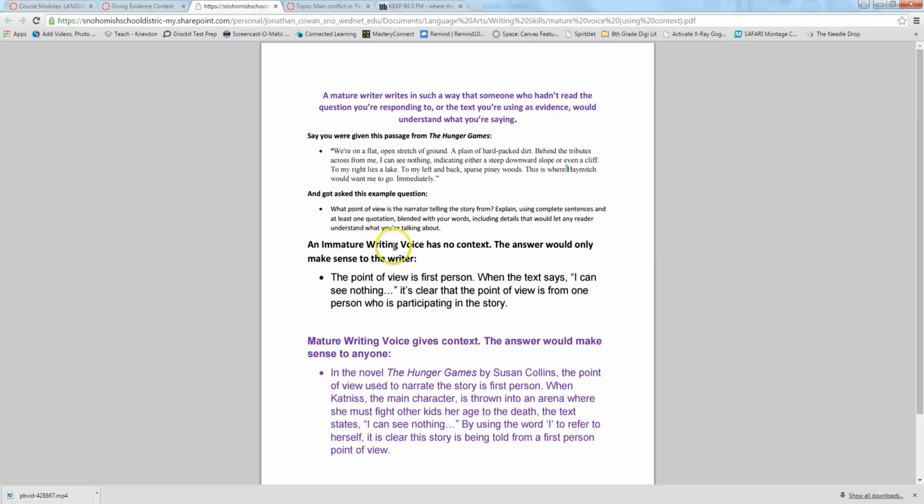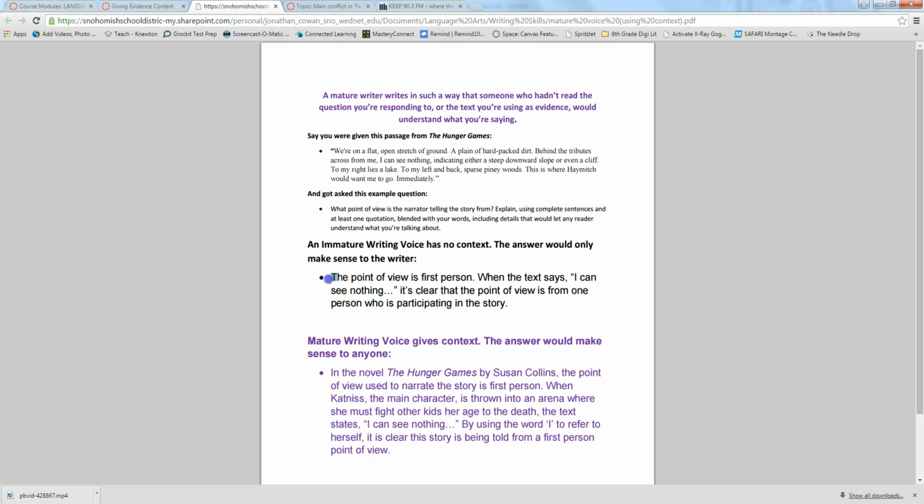So an immature writing voice doesn't use context. The answer only makes sense to the writer. The person writes something like, the point of view is first person. When the text says I can see nothing, it is clear that the point of view is from one person who is participating in the story. And to be fair, this person totally understands what point of view is. In this case, they totally get first person point of view.